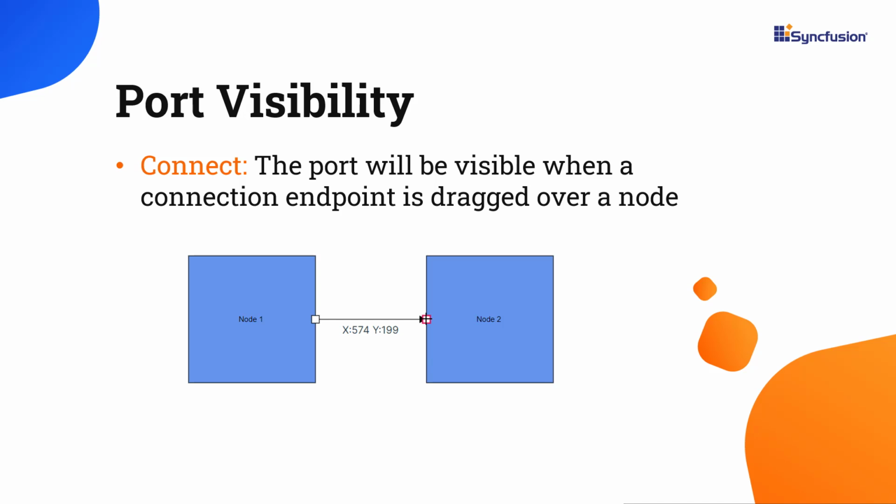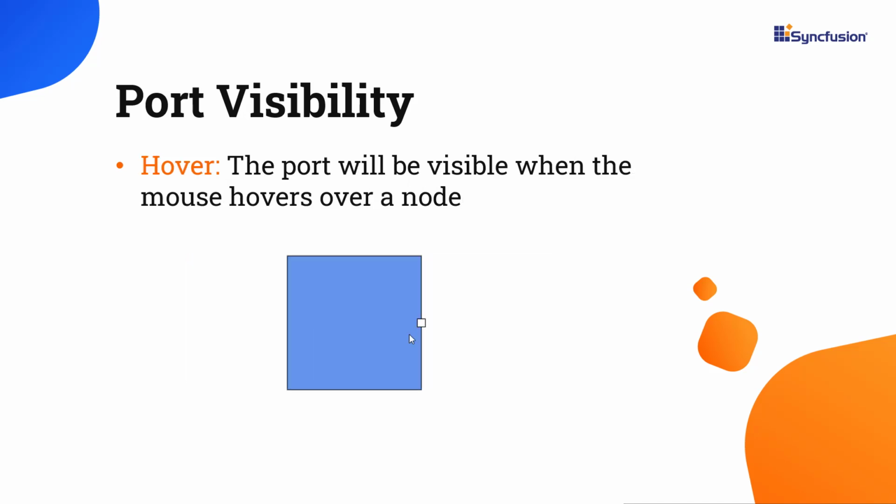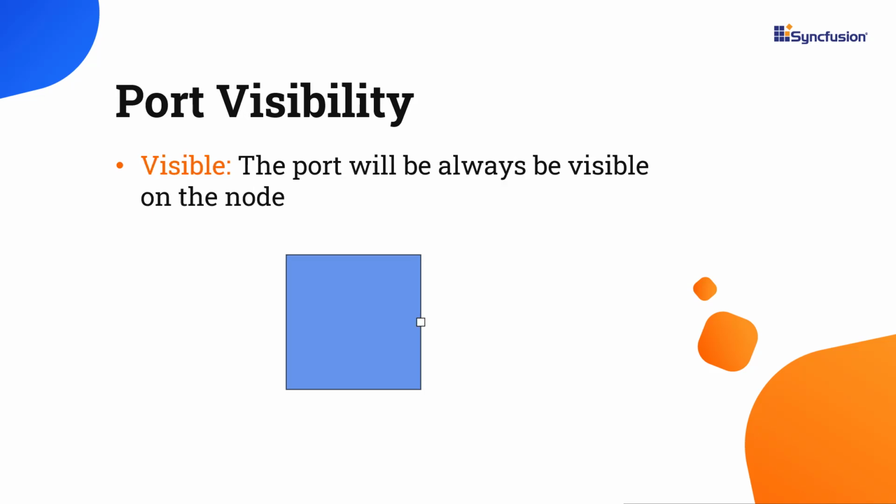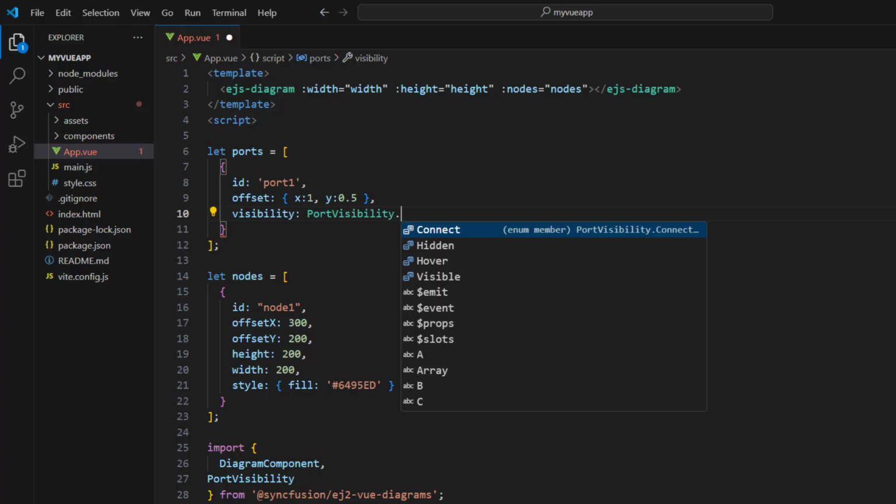When I set visibility to connect, the port will be visible when a connection endpoint is dragged over a node. When I set visibility to hover, the port will be visible when the mouse hovers over a node. When it is set to hidden, the port will not be visible, and when set to visible, the port will always be visible on the node. Here I set the value to visible.